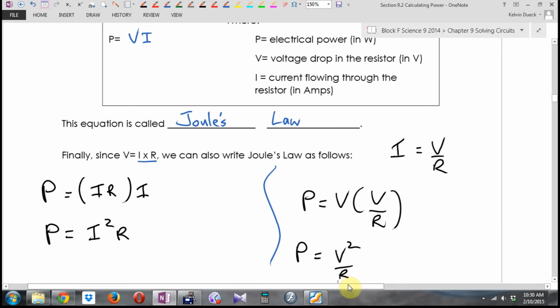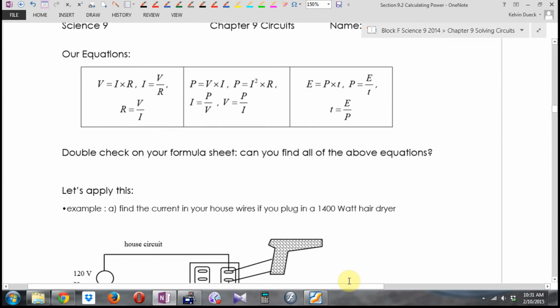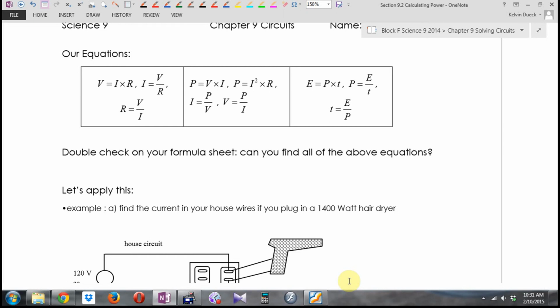So, Candace, last day I said if you know 2, you know 3, because if it's V and I and R. Actually, now that I've given you a formula for power, if you know 2, you know 4. If I give you any 2 of power, resistance, voltage, and current, we can find the other 2 in any circuit, in any appliance. Kind of like this. Here's our equations. Double check on your formula sheet. Can you find all of the above equations? Oh, I also took the power equation. I got the E by itself, and I got the T by itself.